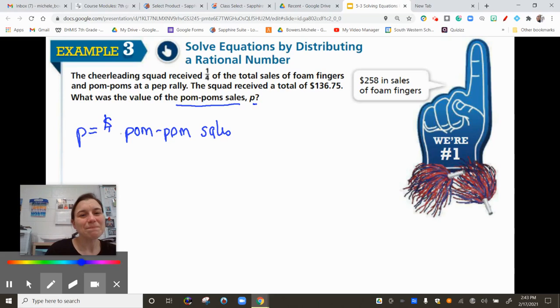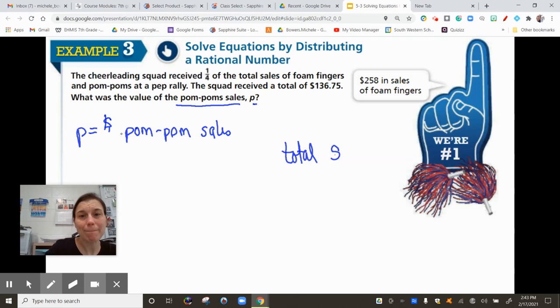So they're selling foam fingers and pom-poms at the pep rally. So let's think about this. Is there a total amount? Yes, there's a total amount. So the total amount of sales, I have $258 in sales for foam fingers. But that's not the total. The total would be here, a total of $136.75. How can the total be less than how much they sold the foam fingers? Well, it says the squad received a total.